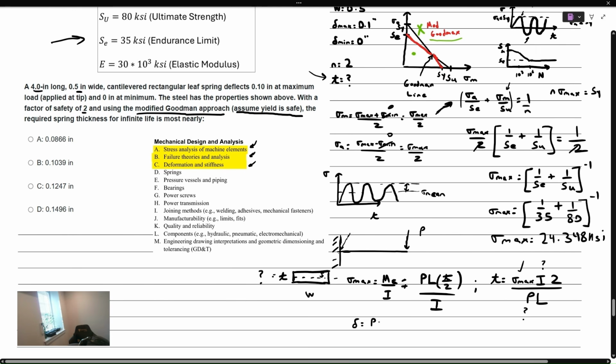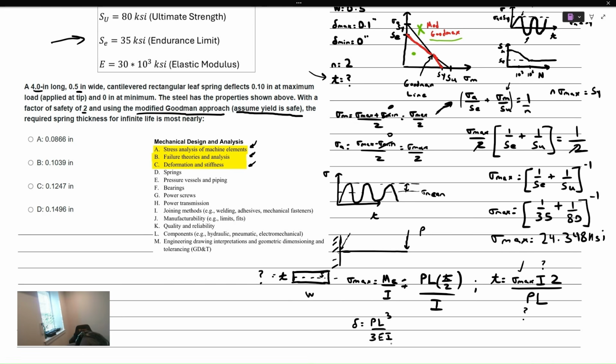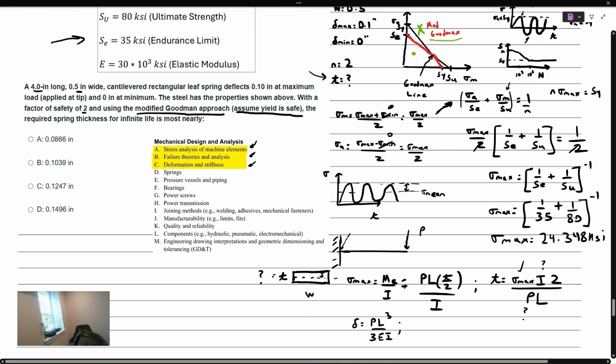Delta is equal to PL cubed over 3EI. And if we solve for the load, because what we want to do is substitute the load into this relationship right here, because we know what the deflection is, the load P is equal to 3EI delta over L cubed. If I plug that in here, what am I going to end up getting for the thickness?